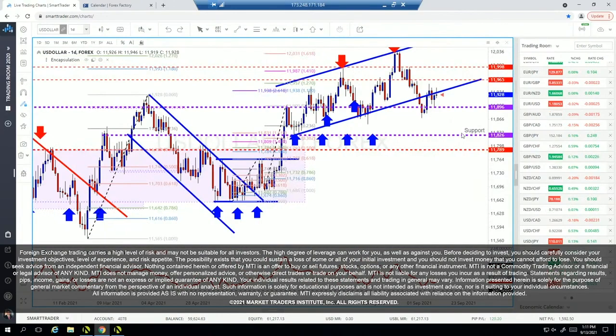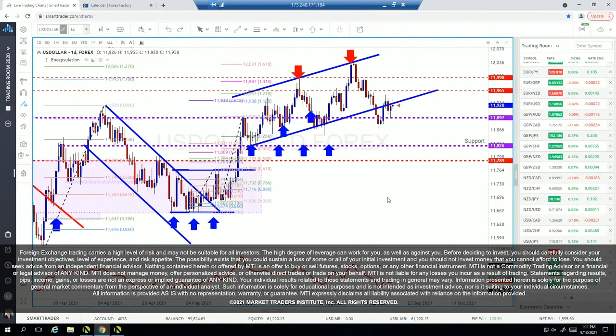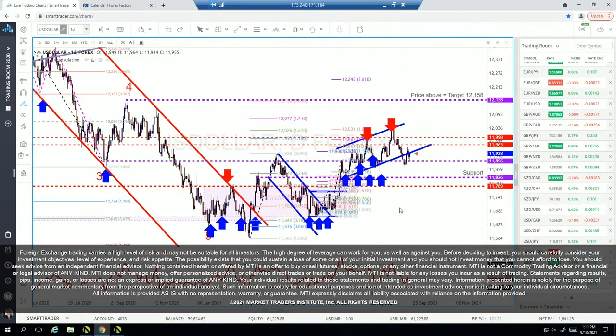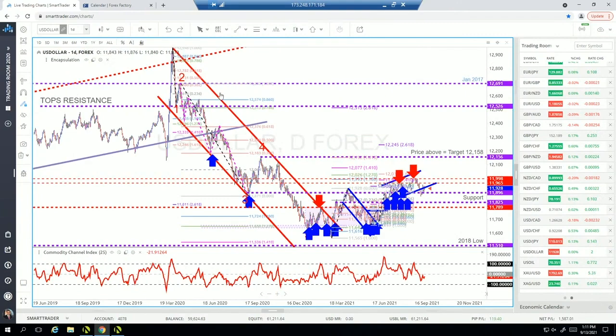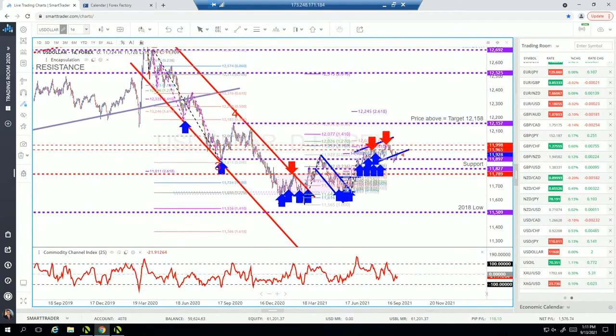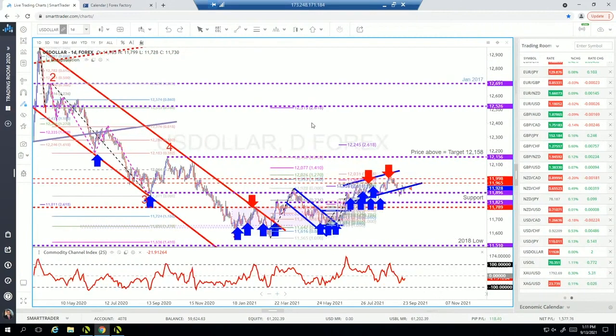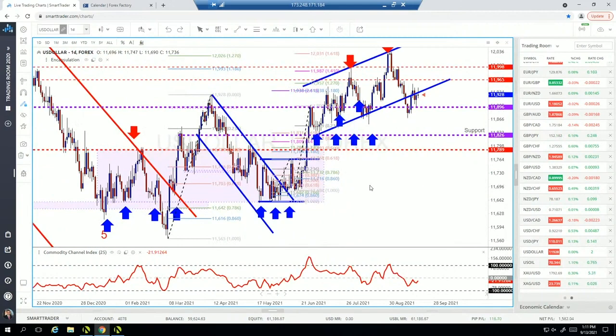Going to open up the dollar index right here. And this is really interesting because, as you can see, from a long-term perspective we have been seeing the dollar moving south. But there is this upside target here still at 12,158. That's still a target that we're anticipating price to move to. The thing here, though, is that in the short term it looks a little choppy.